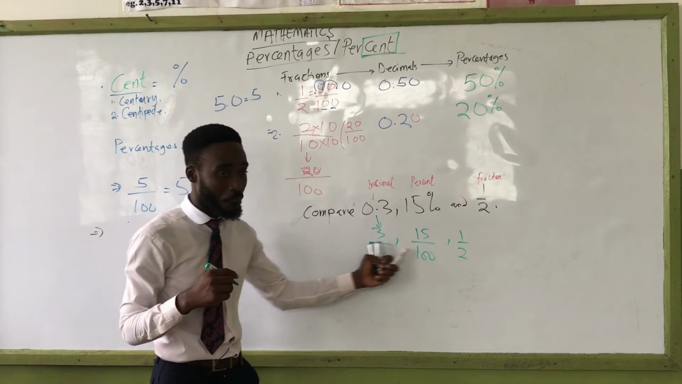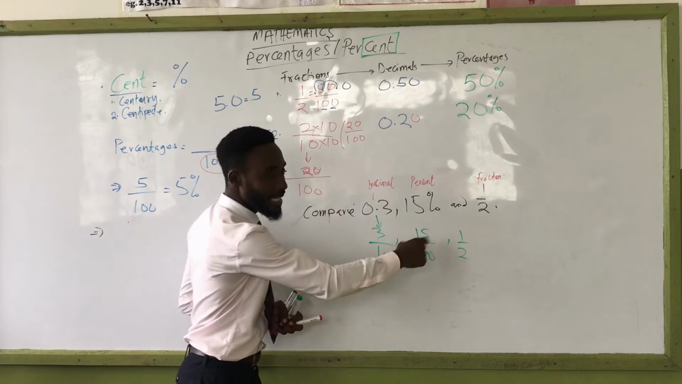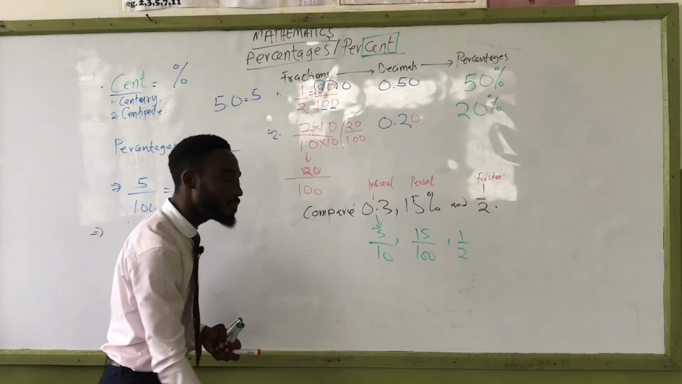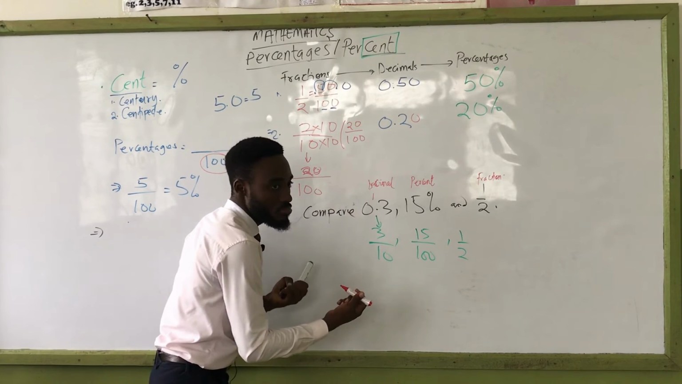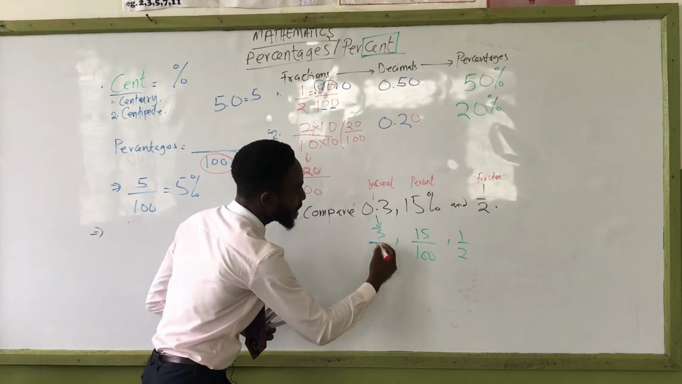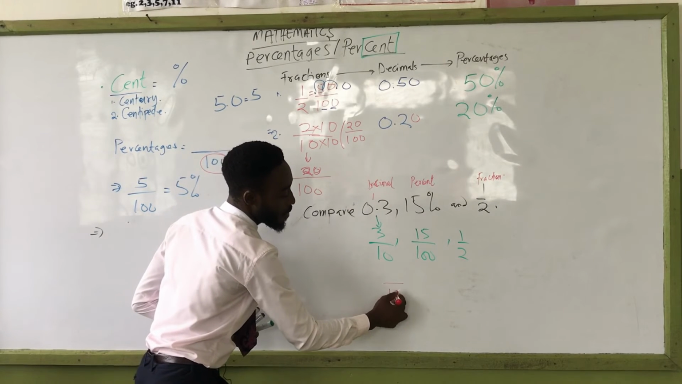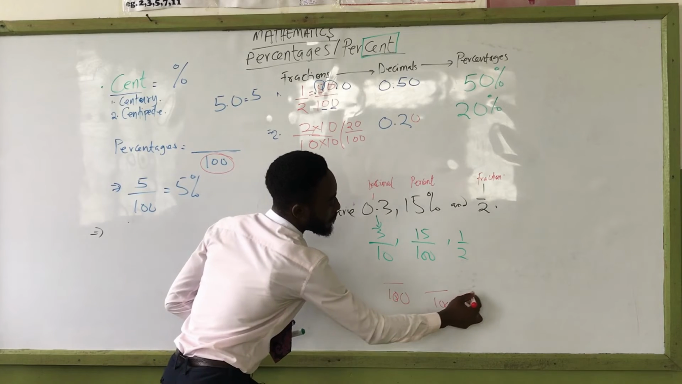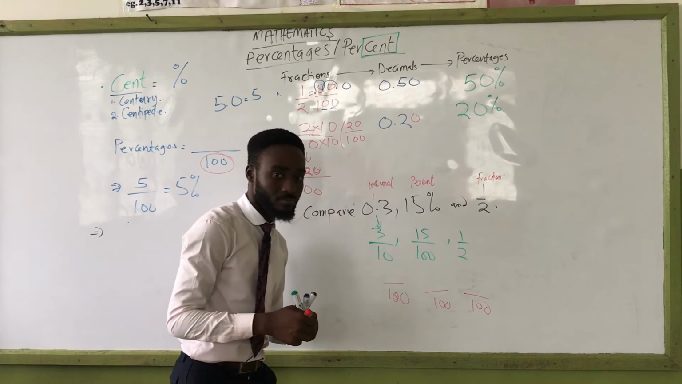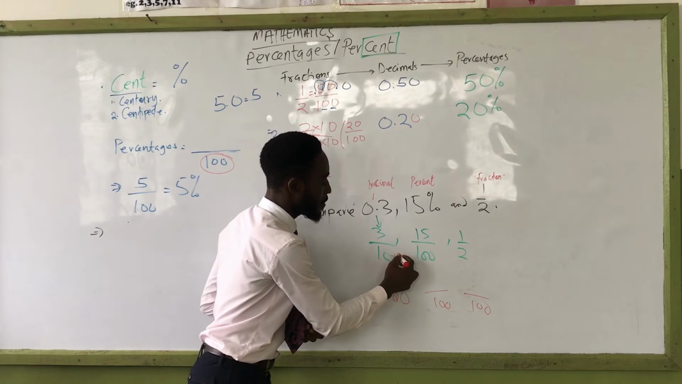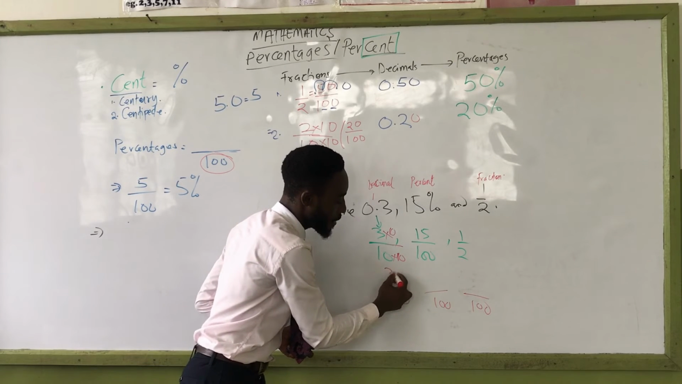They are all fractions now, right? But are they like fractions? We have to make them like. They should all have a denominator of 100. So 10 times what gives us 100? 10 times 10. What you do to the bottom, you do to the top, so 3 times 10 as well. That would be 30.